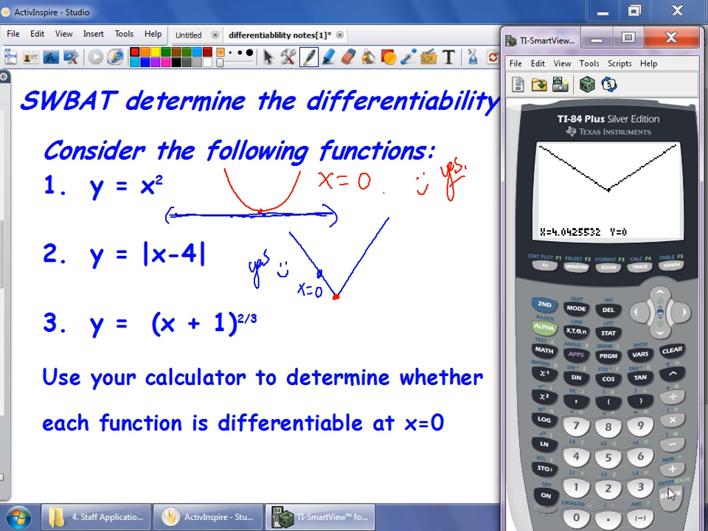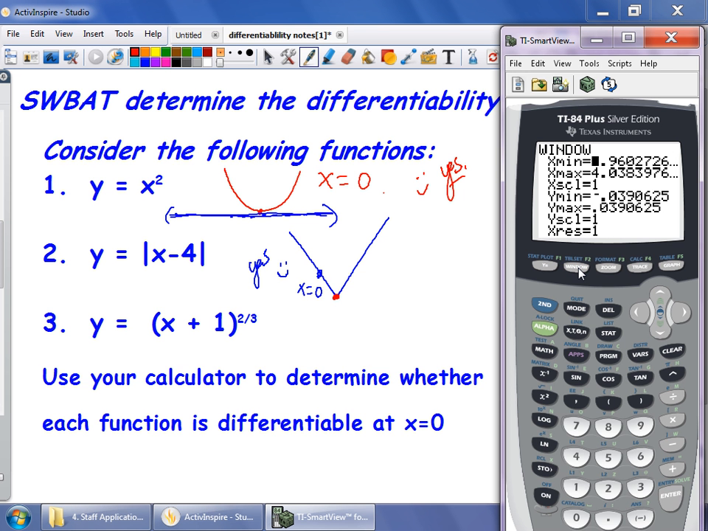Okay, doesn't look like we had much of a change there, so let's do it again. Get as close to 4 as I can. And doesn't look like a whole lot of change there. So I'm going to zoom in again. Move the cursor as close to 4 as possible. Looks like no change. I think you're probably beginning to get the idea. Zoom 2. Enter.